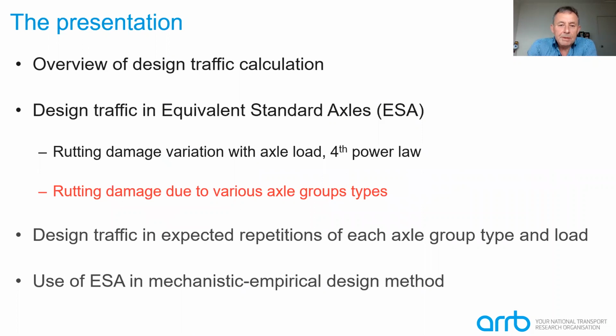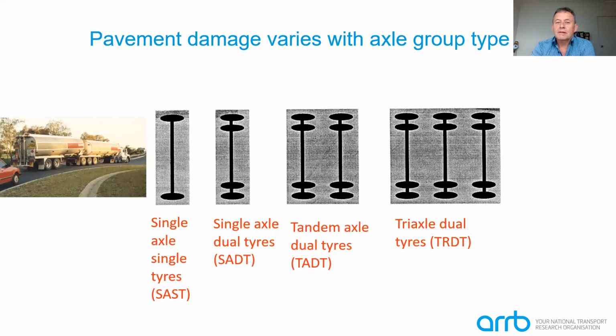The other element of the ESA calculation is how we account for the fact that we've got various axle group types on the pavement. And we know that the damage due to the axle group types varies between them. So if we had 80 kilonewtons on all these four axle group types, they would cause different amounts of damage. They wouldn't all be the same.